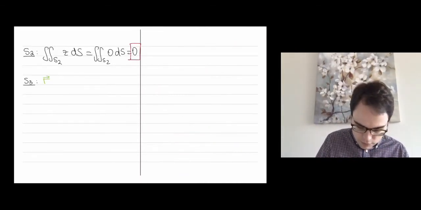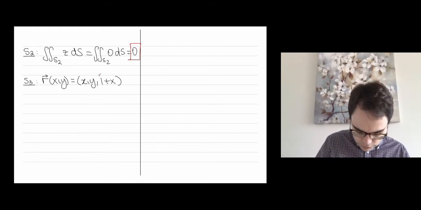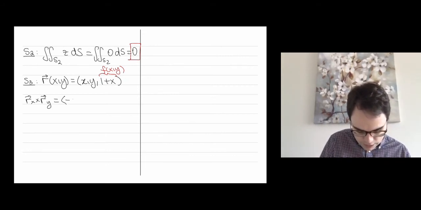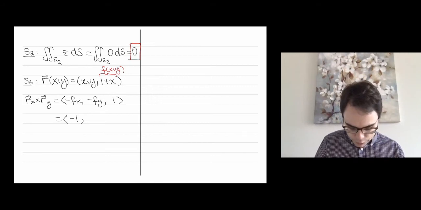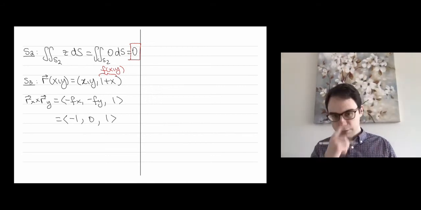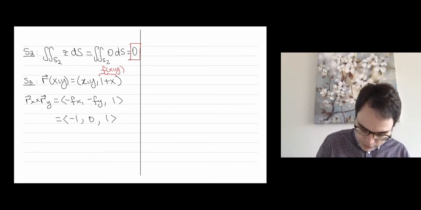So r. Here we have the graph. We can describe points in this graph using x and y. This is f of x, y. And then we've seen that the cross product r sub x cross r sub y is minus the x partial of the function, minus the y partial of the function, and 1. In the present case, the x partial is just 1, the y partial is 0, and 1 is just itself. And so the length is root 2. So let's set up this double integral.